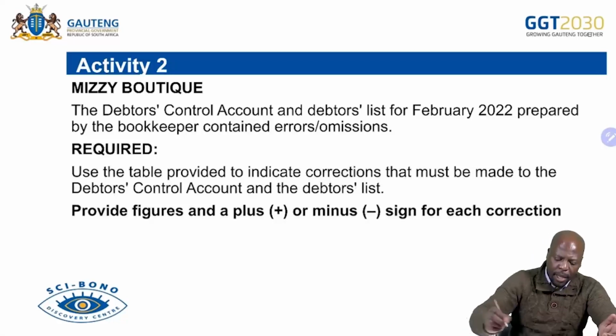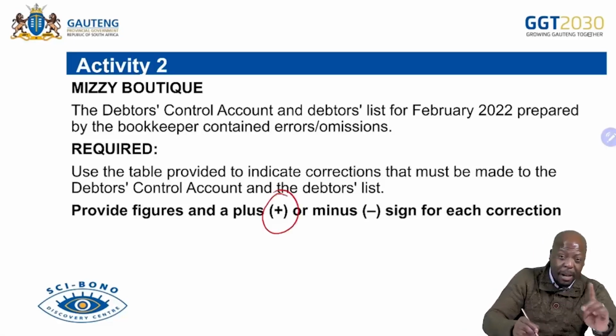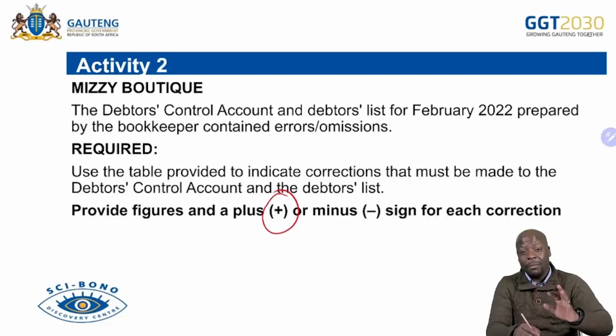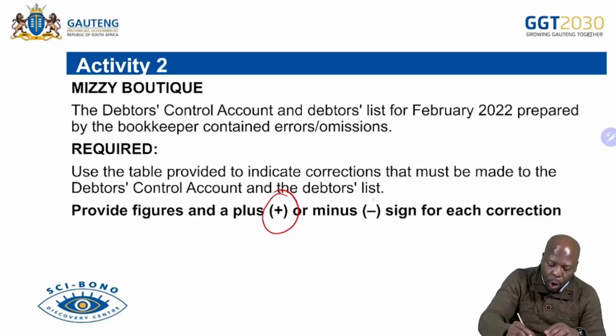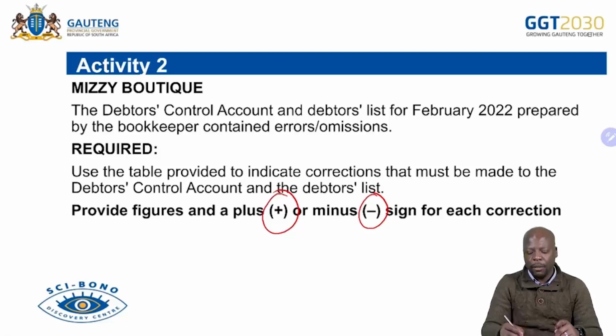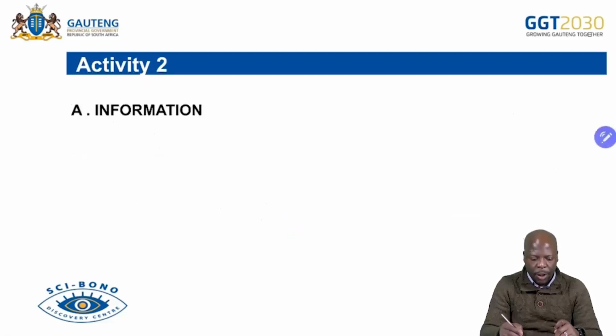Provide figures and a plus. Okay, remember? Follow the instructions of the examiner. If they want a plus, give the examiner a plus. If they want a minus, give them a minus. A plus or a minus sign for each correction.